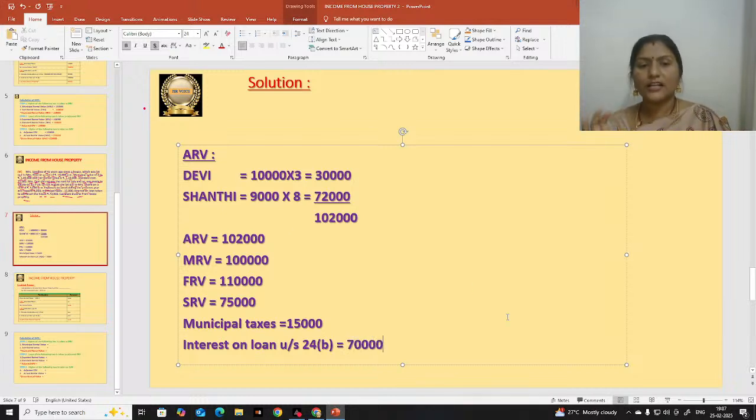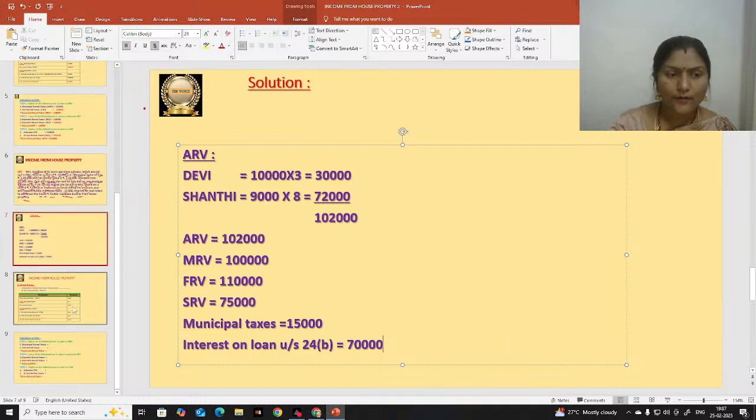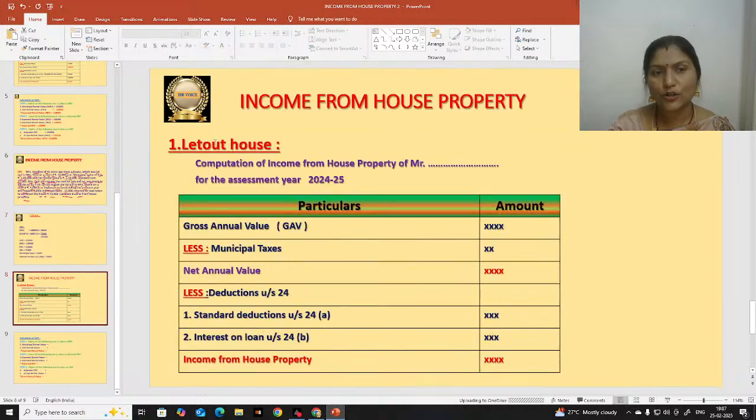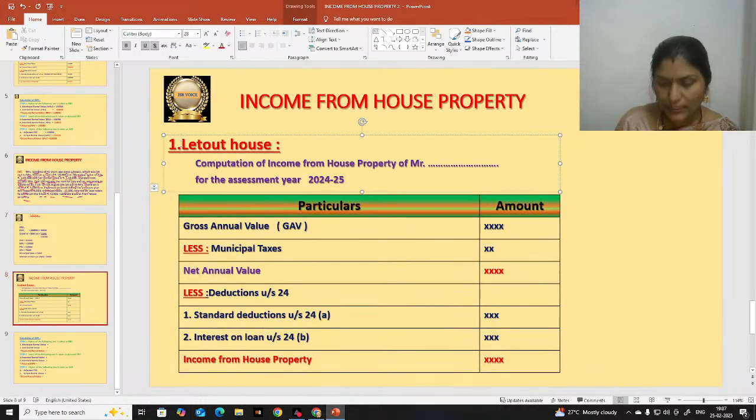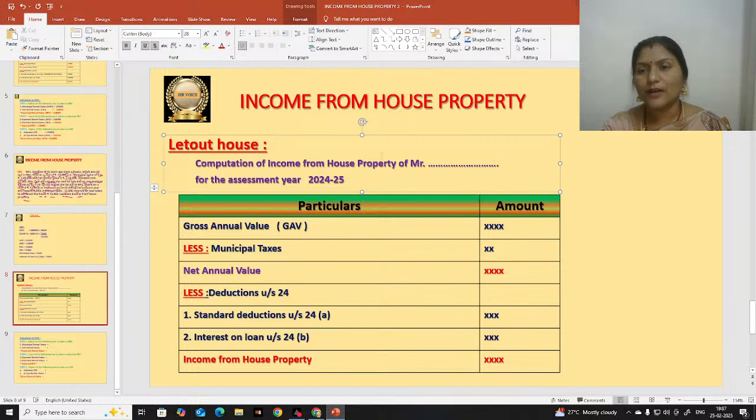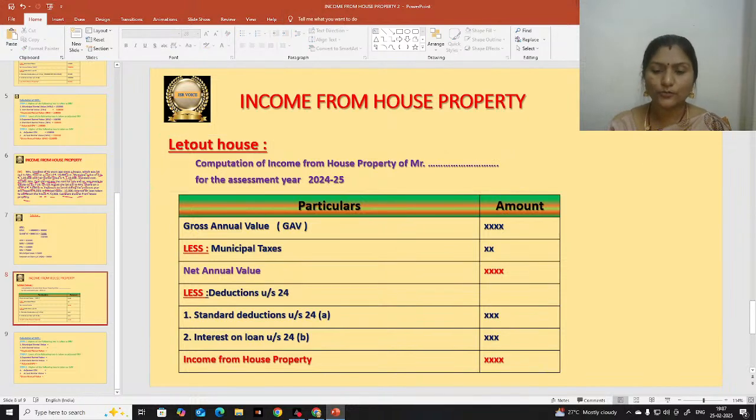So these are the details that are available in the question, and we need all these details in the solution also for calculation of income from house property. Let us go and record all these there. Let us go to our next part, that is calculation of income from house property. So here, what is our house? Our house is a let out house. We should mention on the top that our house is let out house.